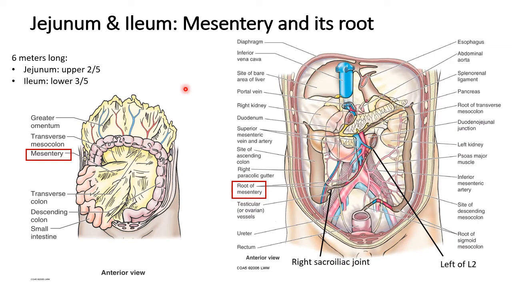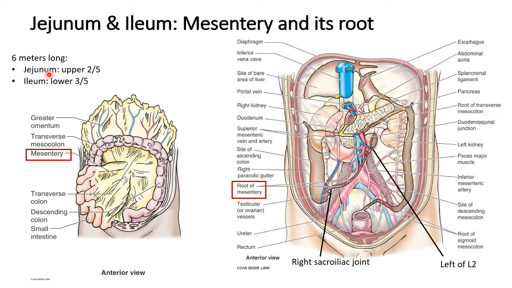I'll start with the remaining slides from the lecture of the upper gastrointestinal tract. So we stopped at the end of the duodenum, and today we should continue with the remaining parts of the small intestine, which are the jejunum and the ileum. These are the parts of the small intestine, and collectively they are 6 meters long.